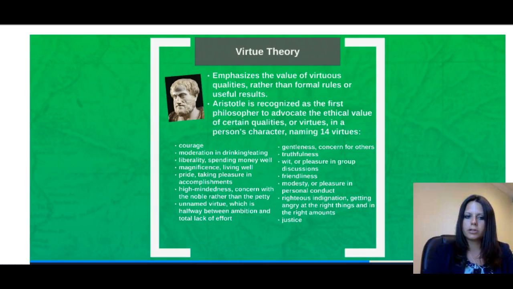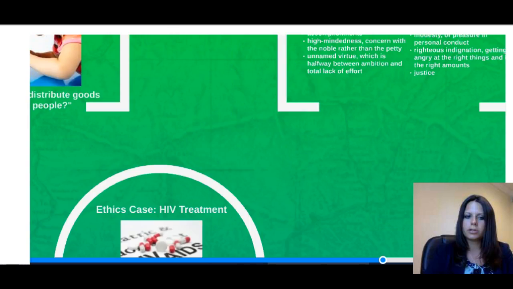Another ethical theory is what's known as the virtue theory. This emphasizes the value of virtuous qualities, rather than rules or useful results even. Aristotle is actually recognized as the first philosopher to advocate the ethical value of certain qualities you might have in your character, or virtues, which is where virtue theory comes from. There are 14 virtues that he mentions, things like having courage, things like being friendly, being modest, justice, being gentle, being truthful. These 14 virtues you see on the screen are what can make someone ethical under this theory.